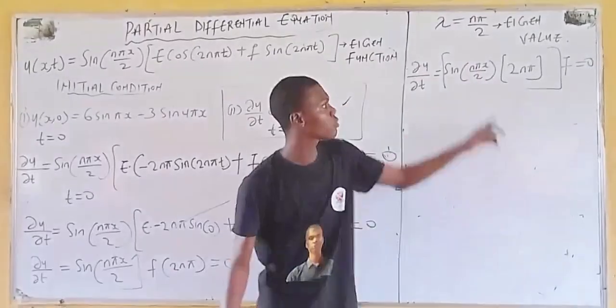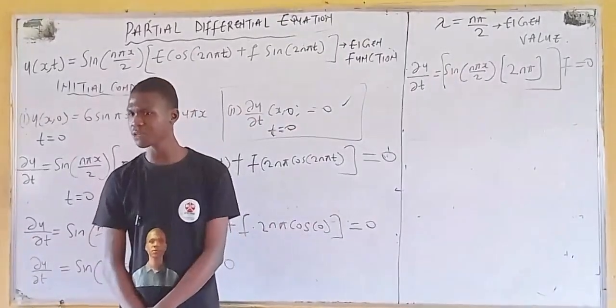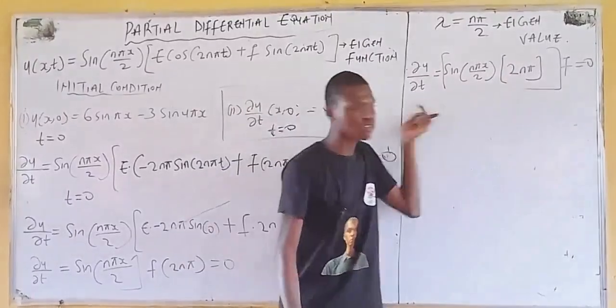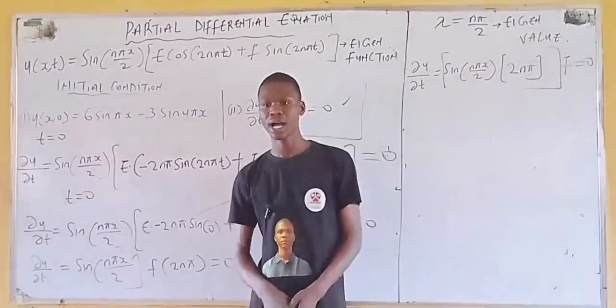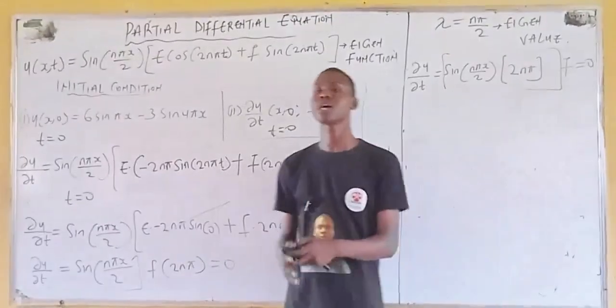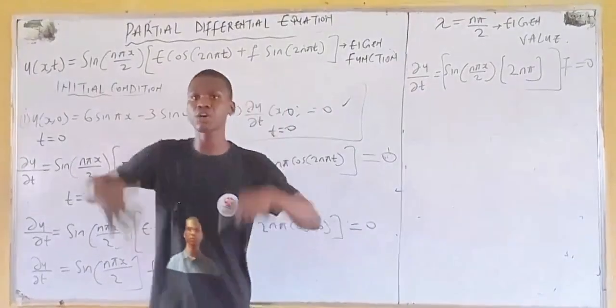Based on what we've calculated here, what is the value of F? 0. Are you getting me at all? How is it 0? Divide all through by this. You have 0 divided by this, which is still 0. Divide all through by this, and this implies F equals 0. True or false? True.